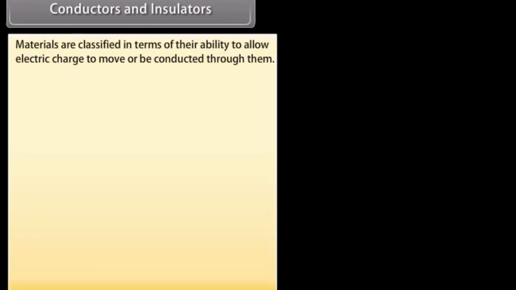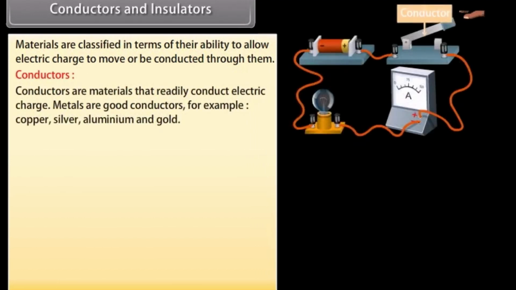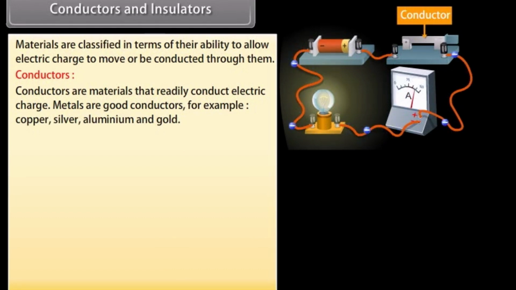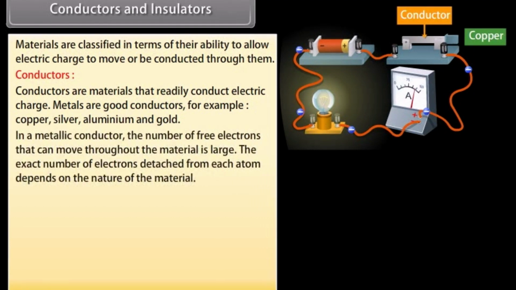Conductors and insulators. Materials are classified in terms of their ability to allow electric charge to move or be conducted through them. Conductors are materials that readily conduct electric charge. Metals are good conductors, for example, copper, silver, aluminium, and gold. In a metallic conductor, the number of free electrons that can move throughout the material is large. The exact number of electrons detached from each atom depends on the nature of the material.